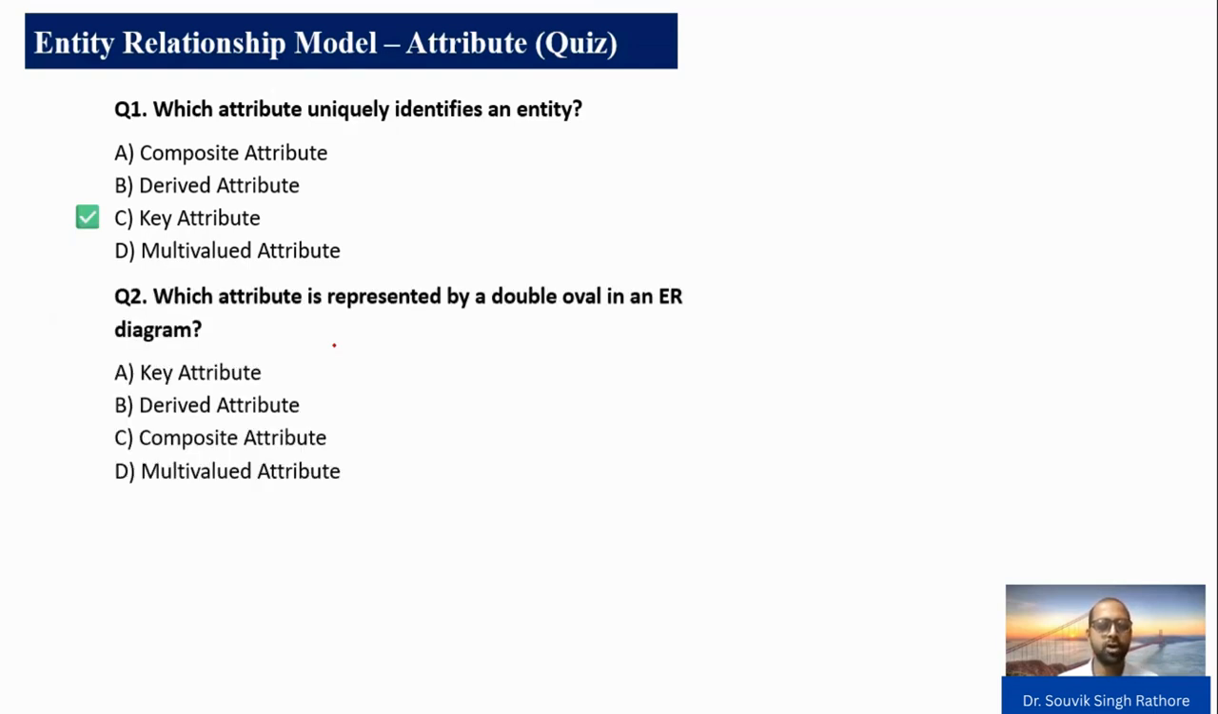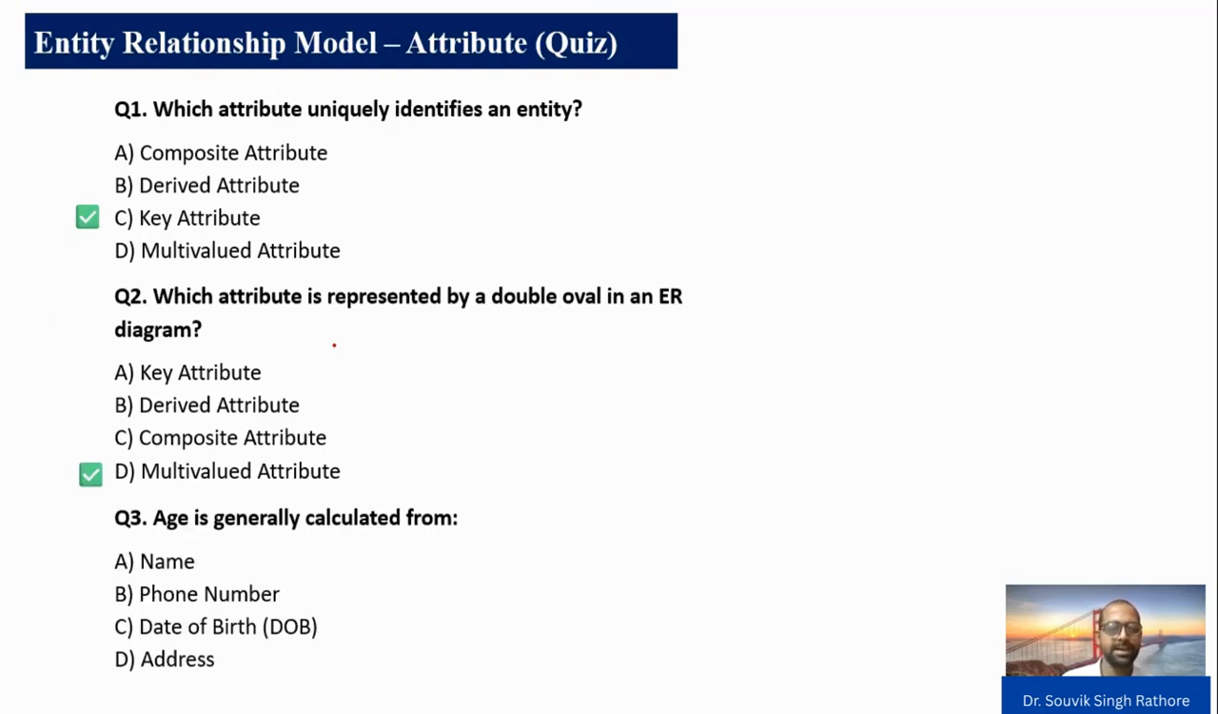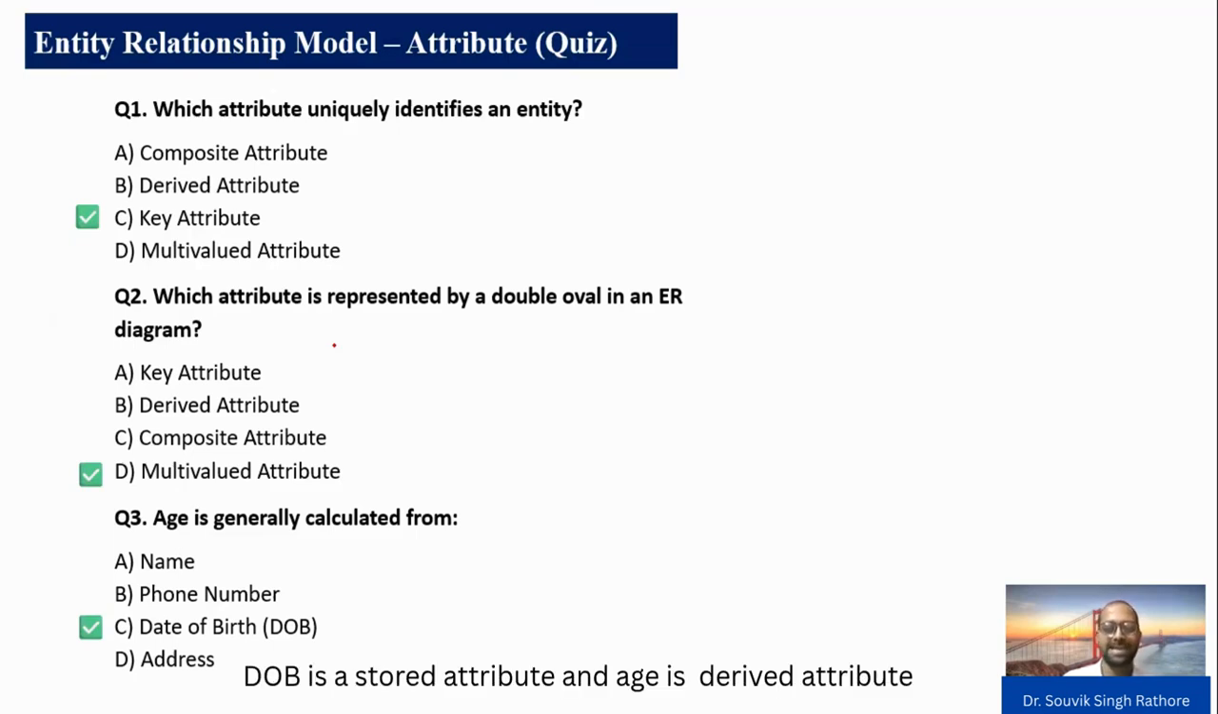The next question is, which attribute is represented by a double oval in an ER diagram? So your answer is multi-valued attribute, correct. A multi-valued attribute can have multiple values for a single entity. For example, your student may have multiple phone numbers. Next question is, age is generally calculated from? Your answer is date of birth. Age is a derived attribute because it is calculated from the stored attribute date of birth.